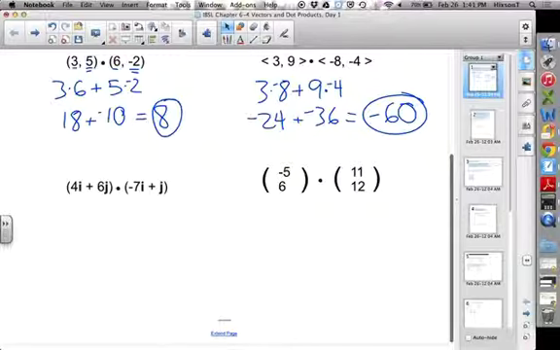Go ahead and find the dot product of those.